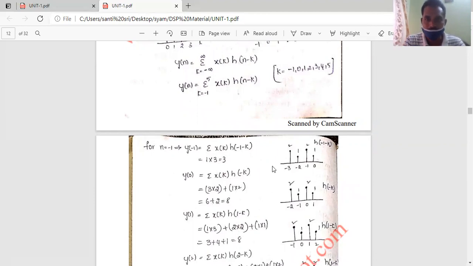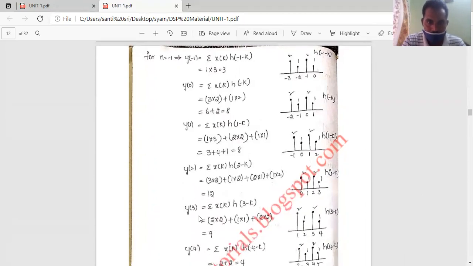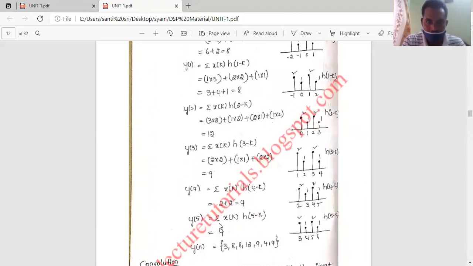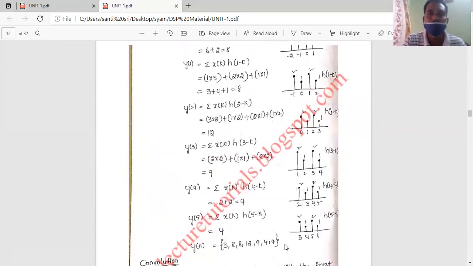Next, if n is 1, y of 1 equals the sum of x of k into h of 1 minus k, by using the time shifting property and the straightforward method. Like that we will find the value of y of 1 is 8. Similarly, y of 2 is 12, y of 3 is 9, y of 4 is 4, y of 5 is 4. So finally, y of n is 3, 8, 8, 12, 9, 4, and 4. This is the solution for the above problem.